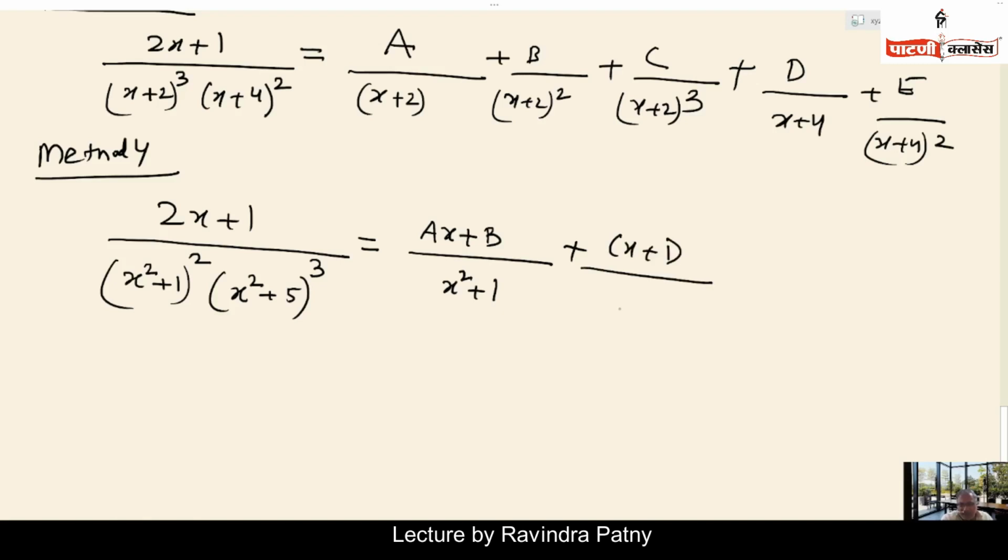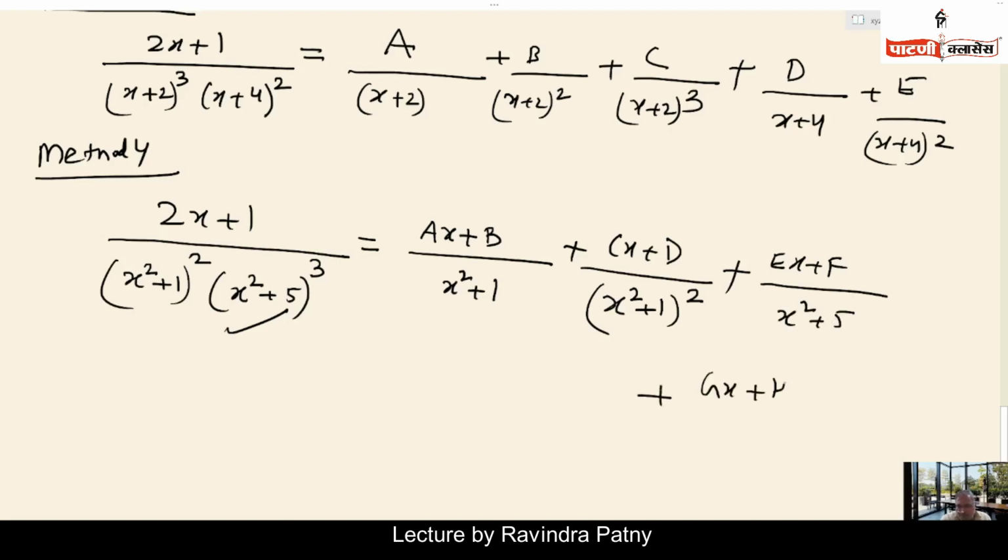The same procedure as shown in method 3 will be followed, but because a square term is inside as well as outside, therefore I am going to write a combination of method 2 and method 3. So x square plus 1, and till the square I keep on writing. Now for the second bracket the same, we repeat till we get the power 3. That is ex plus f upon x square plus 5, then gx plus h upon x square plus 5 whole square, till the cube I keep on writing, then jx plus k upon x square plus 5 whole cube.